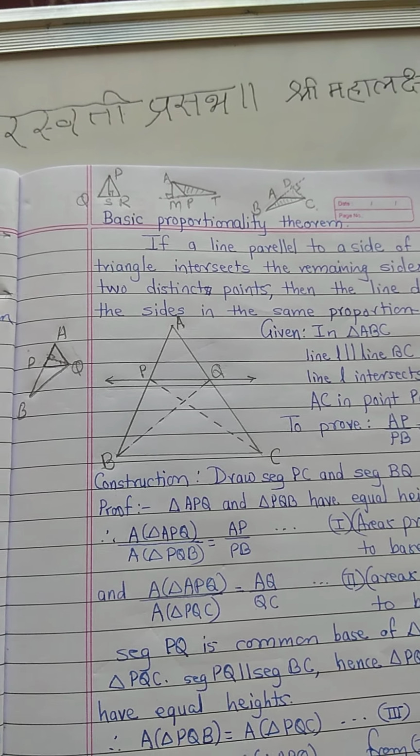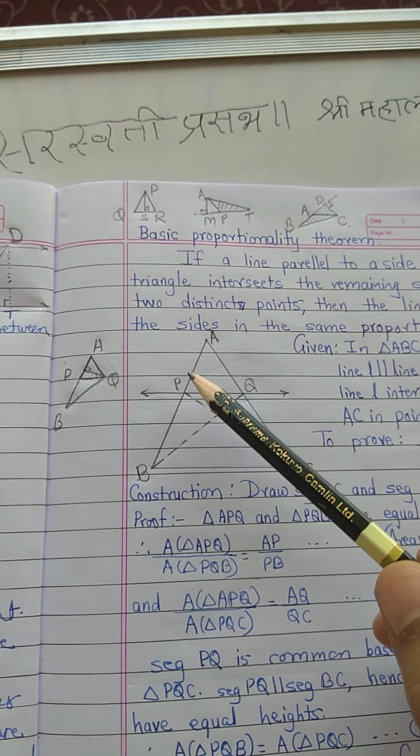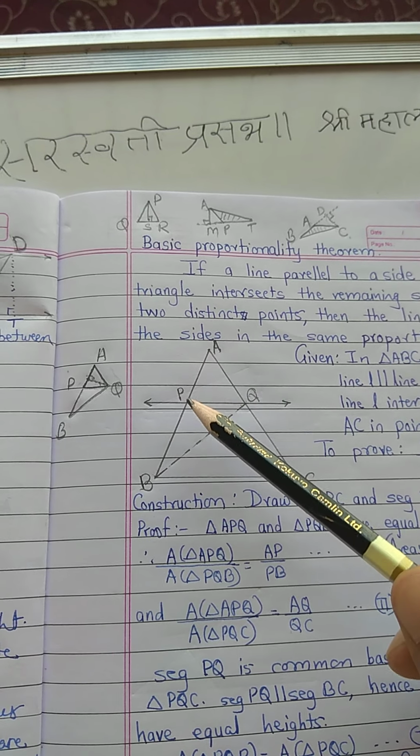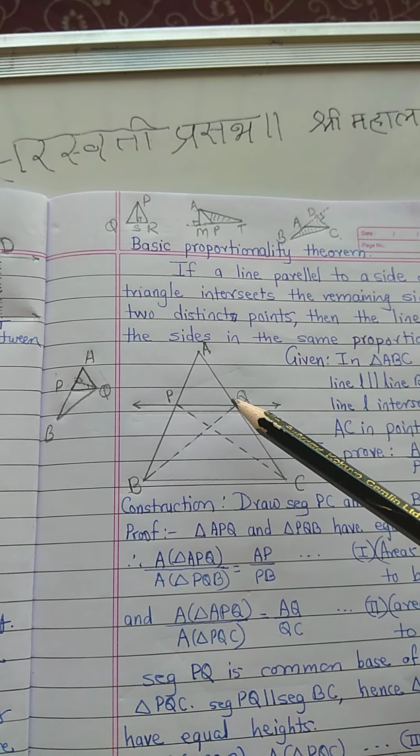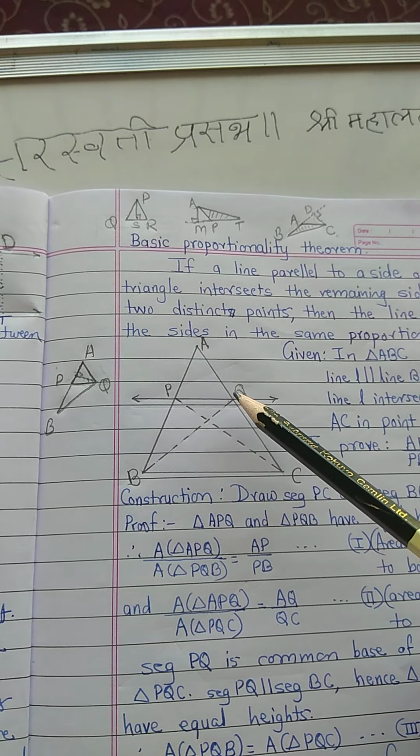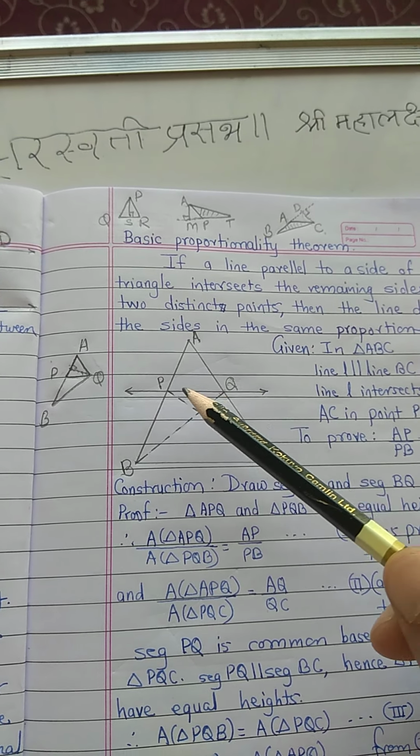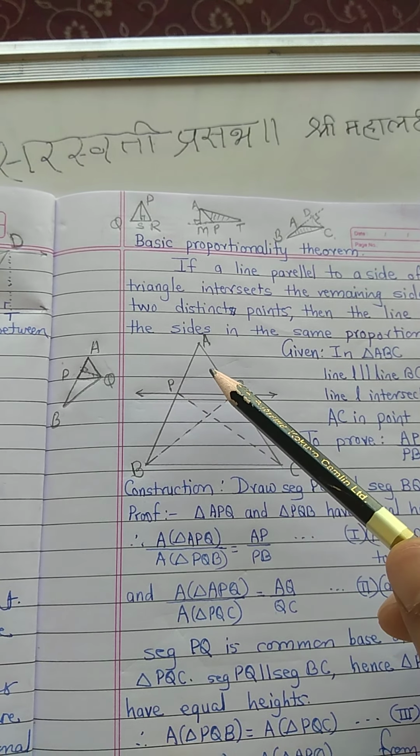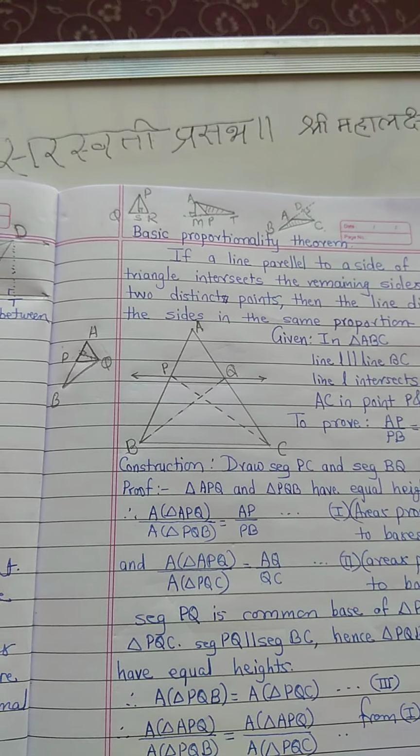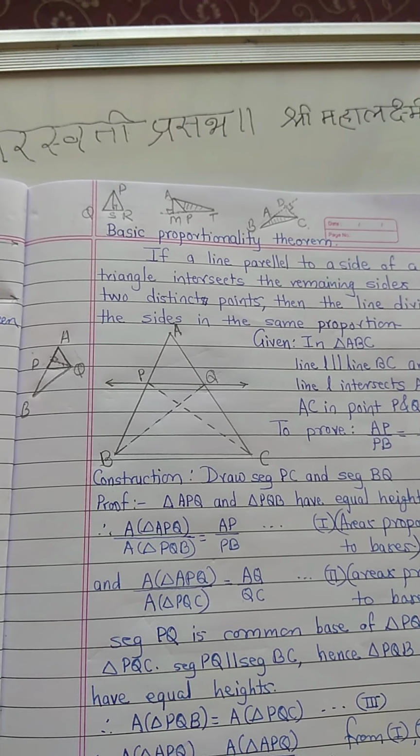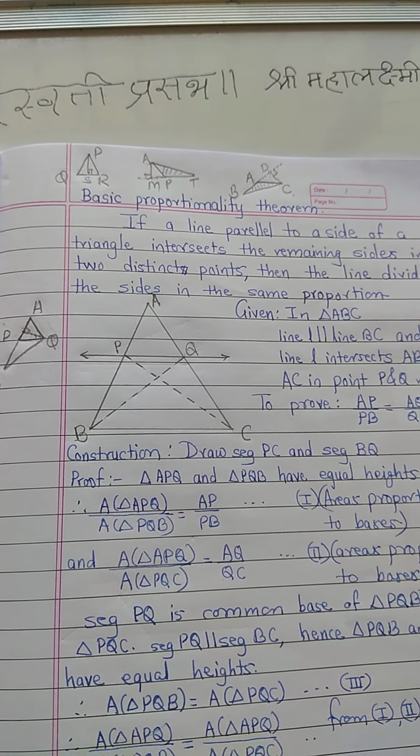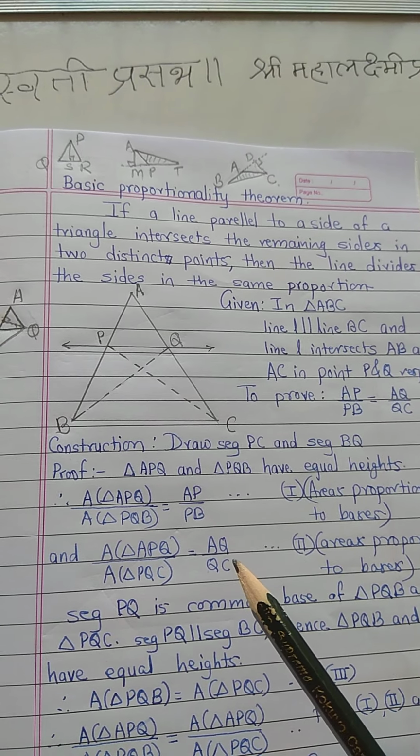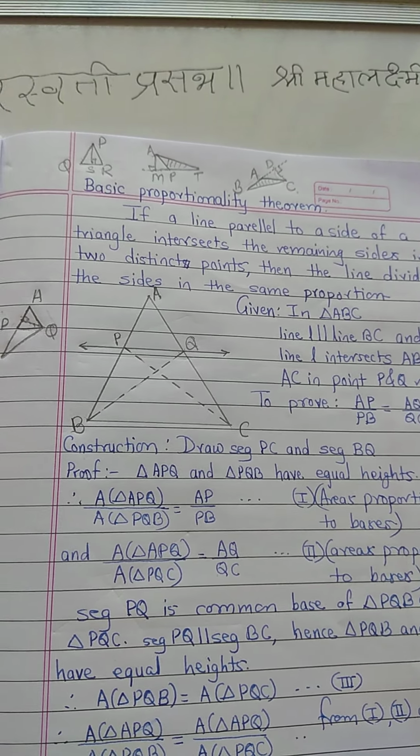Okay. So we can say that area of triangle APQ upon area of triangle PBQ should be equal to AP upon PB, as height is common, and area of triangle APQ upon area of triangle PQC should be equal to AQ upon QC because height is common. Ratios of the areas of triangles should be equal to the ratio of their corresponding bases. Area upon area should be equal to base upon base, because heights are common.